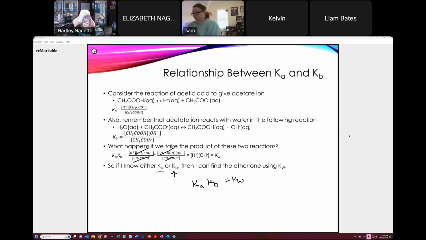Okay, so I know that if it's a good acid, it's not going to be a very good base. So if Ka is large, Kb will be small. If it's a good base, then it's not a very good acid. If Kb is large, Ka will be small. And I know that that's that inverse relationship because of this. That's how I know that.